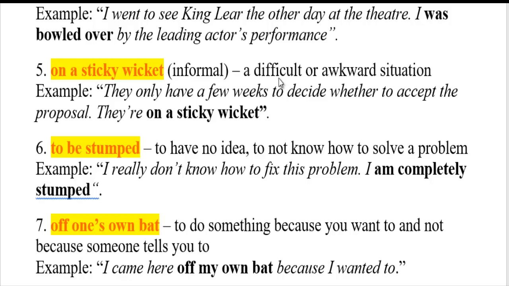Stumped is if you're playing cricket and the ball comes and the wicket keeper catches the ball. He can hit the stumps while the batsman is trying to run from one crease to the other, from the bowling to the return crease. While he's running, he's in between two creases. He gets stumped, and that means he's out. And the same applies to being stumped. So someone who is completely stumped is caught off guard, without preparation.